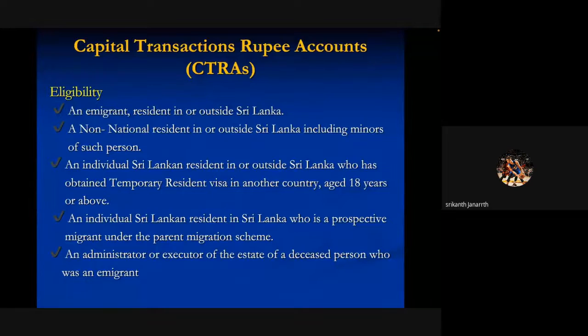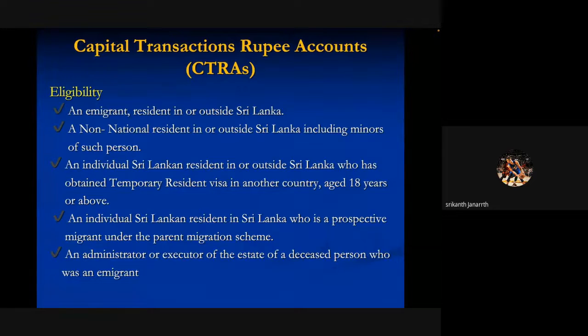An individual Sri Lankan resident in or outside Sri Lanka who has obtained a temporary resident visa, aged 18 years or above. They are here or outside. They are considered under the temporary resident visa. They are also eligible to open a CTRA. An individual Sri Lankan resident who is a prospective migrant under parent migration: if elderly parents are about to leave to join their children, they are also considered an eligibility criterion to open a CTRA account.